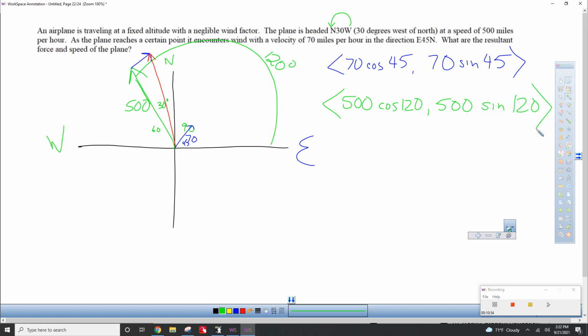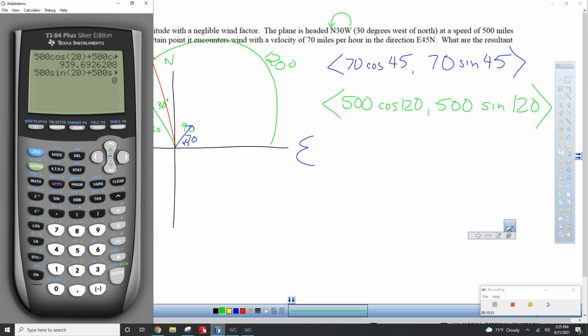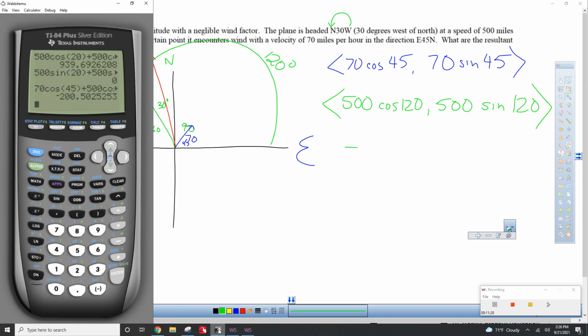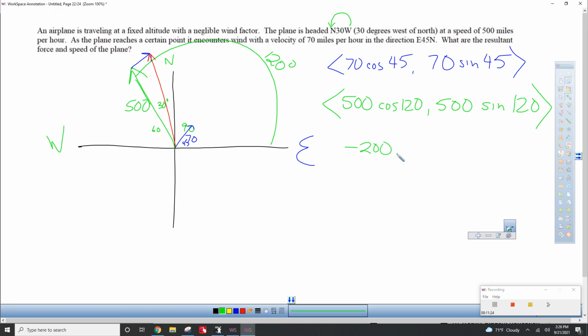Now we're going to add these up again, just right in our calculator. So 70 cosine of 45 plus 500 cosine of 120, and you get negative, where'd it go? Which way did it go? 200.5. Okay, that's the x. I should have put that in red, and I'm going to negative 200.5.